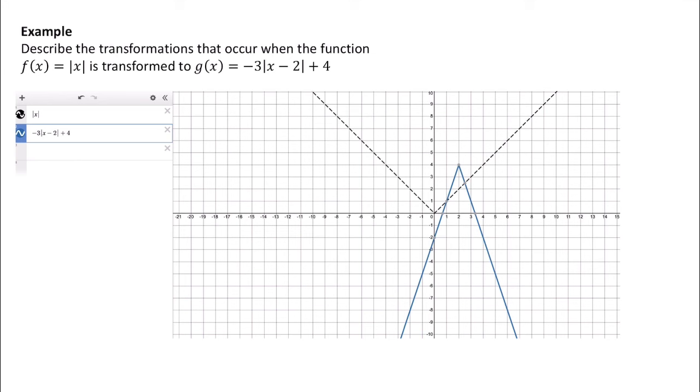Okay, so I can see already that it's been reflected, right? So that's why my graph looks like it's been reflected upside down. It is vertically stretched, right? You see this graph is taller than my original. It has been shifted to the right 2 because look at the vertex. It went right 2, and it has moved up 4 because it did go up 4 units. Okay, so see how Desmos can always help you double check your answers.